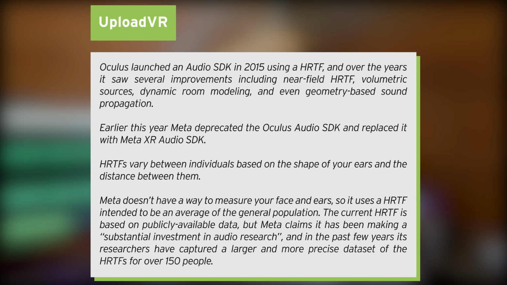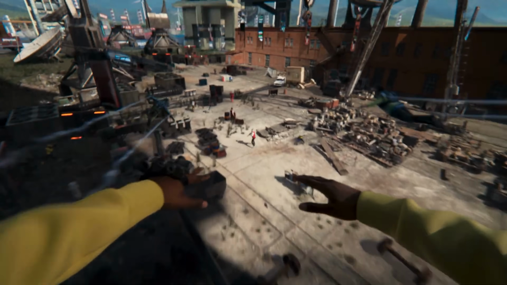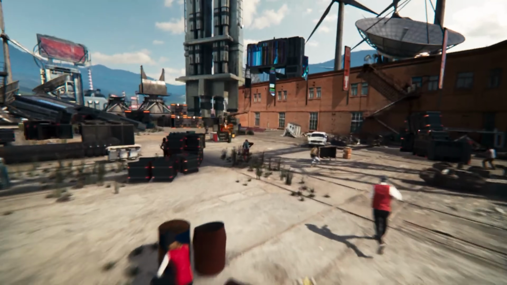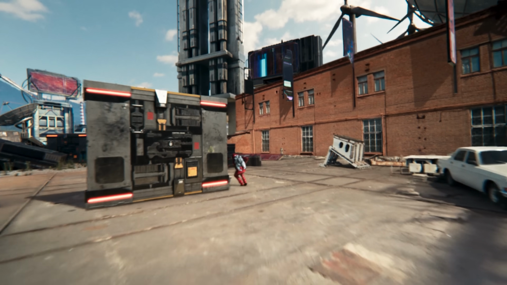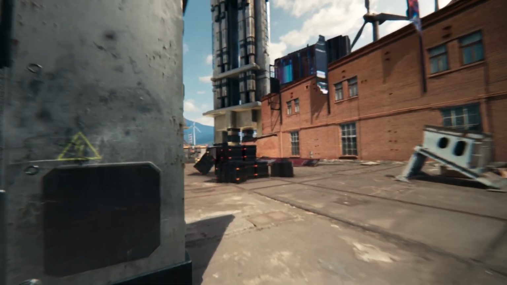Meta says it conducted a user test with over 100 people, with the average subjective user preference score increasing from 37 to 52 points, and elevation detection accuracy improving by 81%. That's a pretty significant score increase.